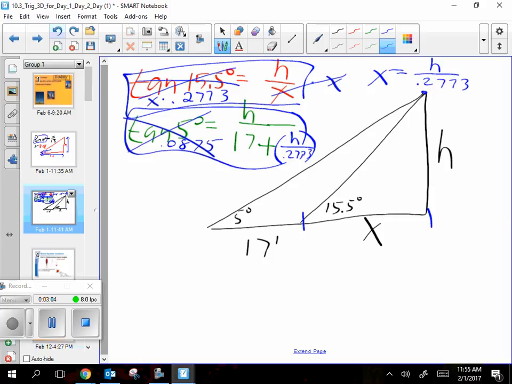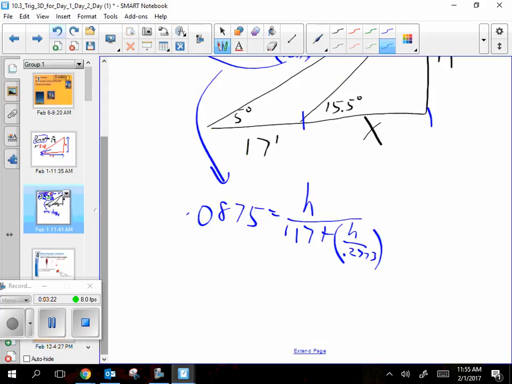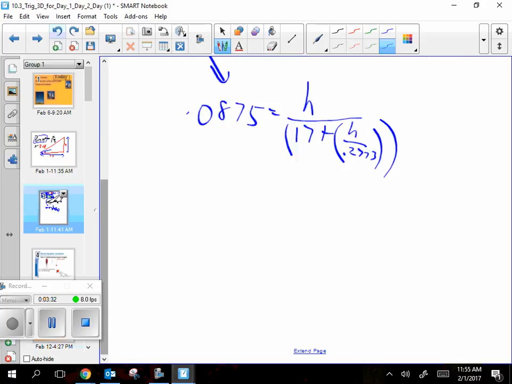Okay. Now I'm going to rewrite this equation just to make it really clear what I'm trying to solve here. 0.0875 equals h over 17 plus h over 0.2773. Now there are parentheses here and there. If I wanted to, I could graph both sides and see where they cross. But I will warn you, in other classes we tried that, and it's not like it doesn't work, but it's very hard to find the window to see where they cross. So instead, I'm going to just plow through some algebra here.